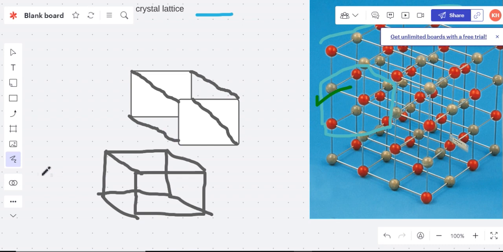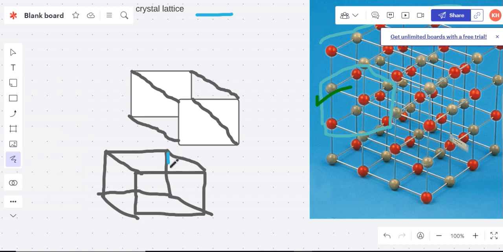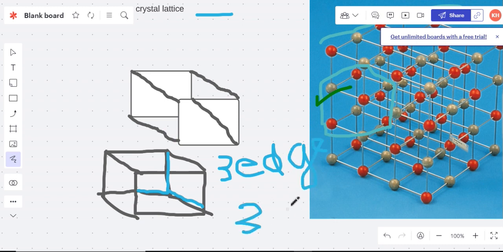It's almost done. So let's use a different marker, a blue color, just to highlight what exactly I want to say. Consider that this is basically known as an edge. Each unit cell has three edges and three angles. If we talk about a primitive unit cell or a simple unit cell, there are three edges and three angles. This is known as alpha.